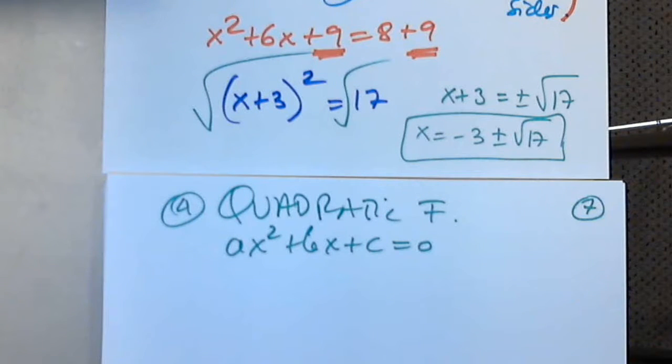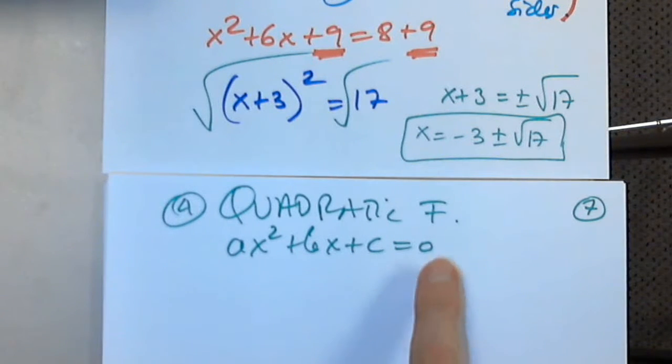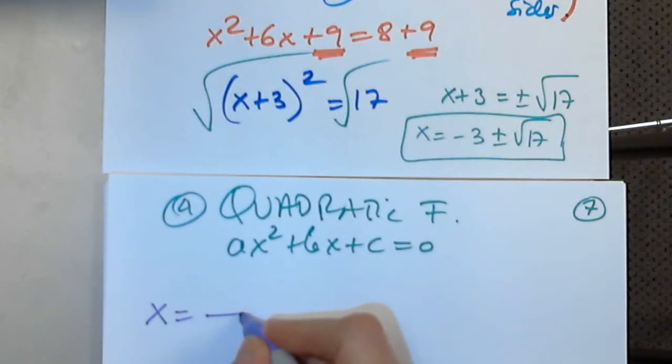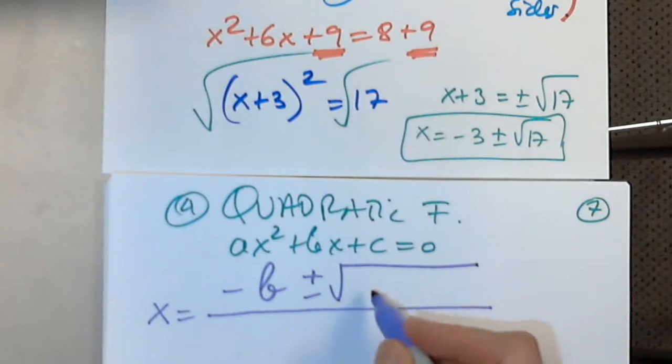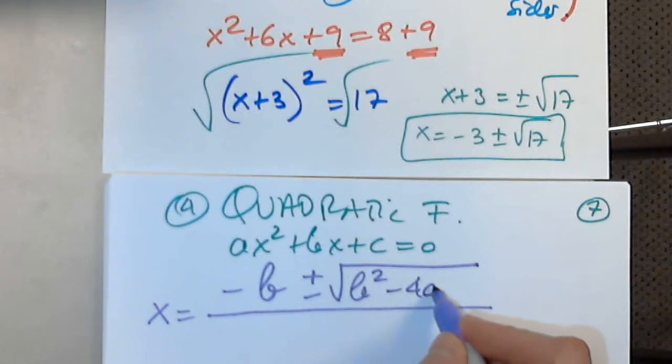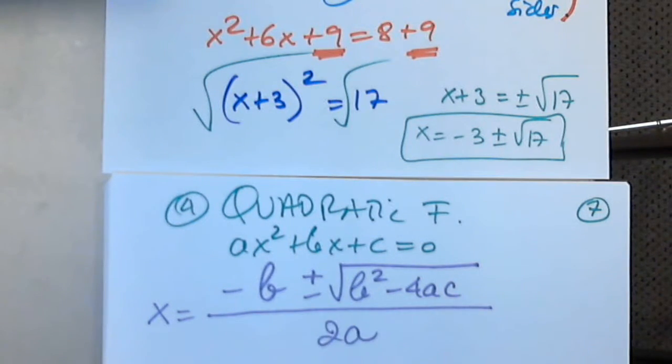The quadratic formula is used in solving quadratic equations. The equation must be in this setup. I have to have 0 on one side. And then x would be negative b plus or minus the square root of b squared minus 4ac divided by 2a.